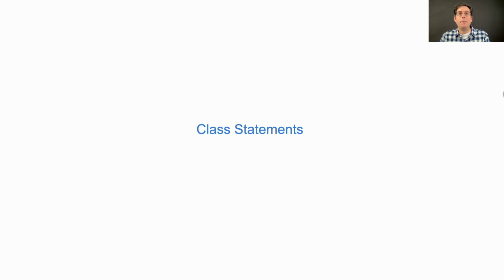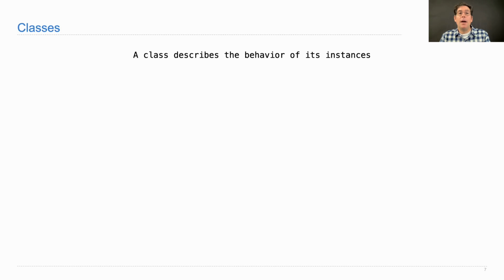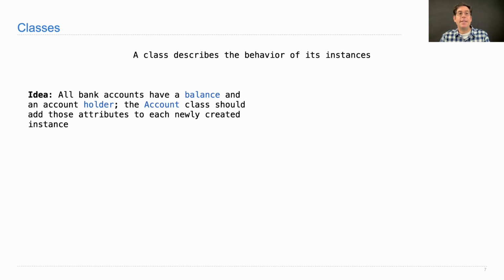In addition to using built-in classes, we can define our own classes and then create instances of those classes to build new types of objects. A class describes the behavior of its instances. Let's say we want to represent bank accounts, and we want to bundle together the information related to a bank account, such as having an account balance and an account holder, with behavior related to a bank account, such as depositing money into it and withdrawing money out.